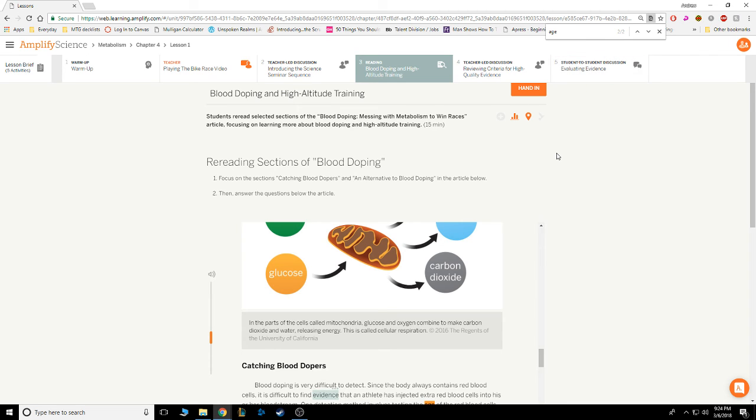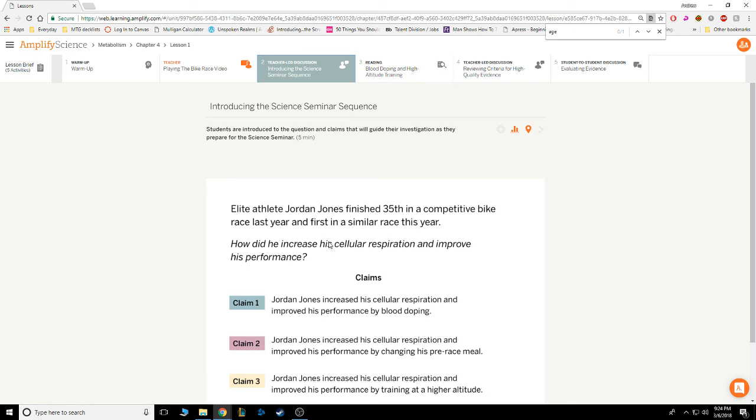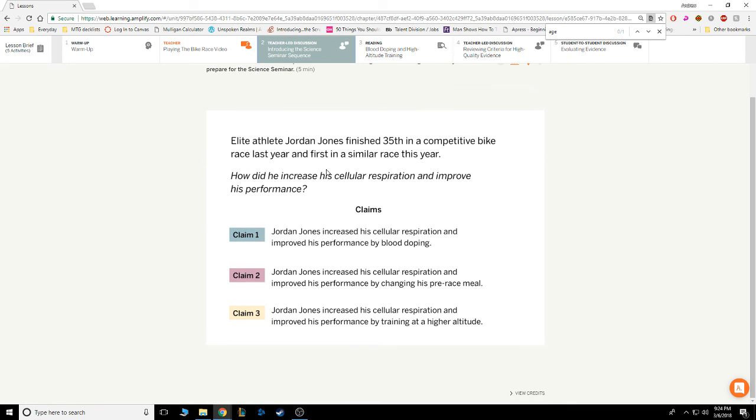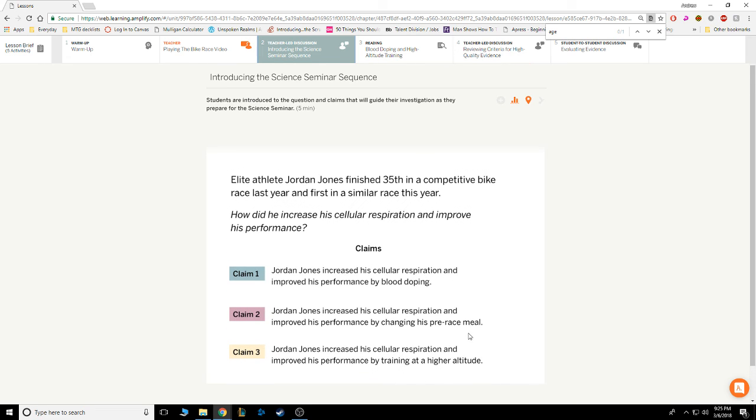Because remember, in scientific writing, there's question, claim, evidence, and reasoning. We already have the question, which we looked at in the second part. We have the claims, which you also saw in the second part. In fact, let me bring them up right now. The question was right here. How did he increase his cellular respiration and improve his performance? The 3 claims are here, that he cheated, that he changed his meal, and that he trained at a higher altitude. And then you're going to look at some evidence cards to identify the evidence that supports these claims and reason why they support or refute these claims before moving on.